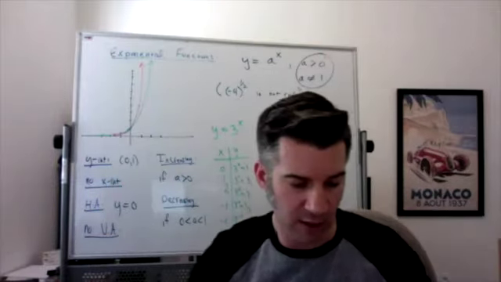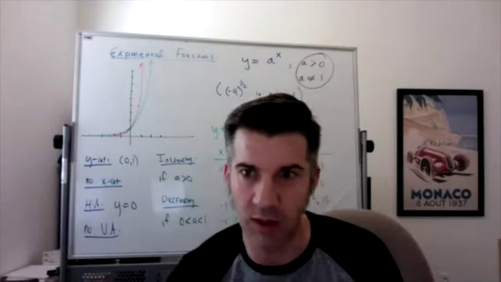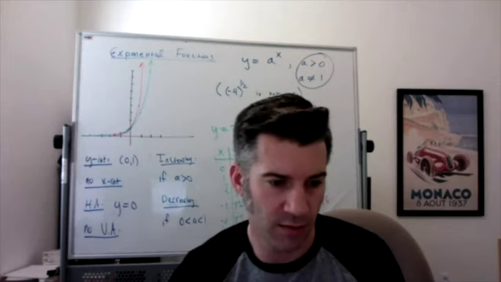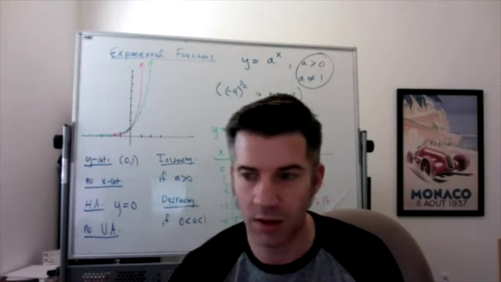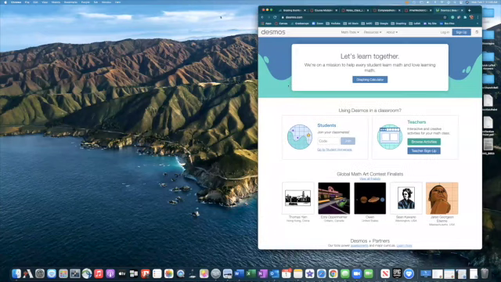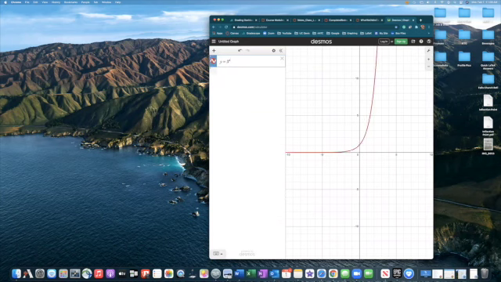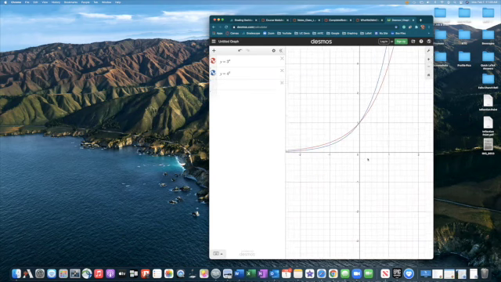This is a great time to point out how useful a tool like Desmos is. So just so you guys can all see this here, let me share my screen. So Desmos, yes, graphing calculator. So just so you can see this looking a little bit nicer, here's y equal to 3 to the x. And here's y equal to 4 to the x.